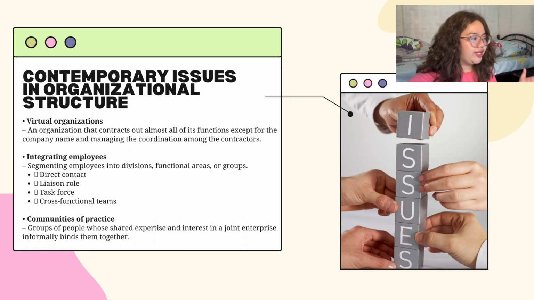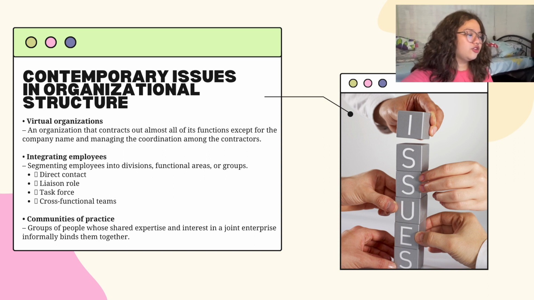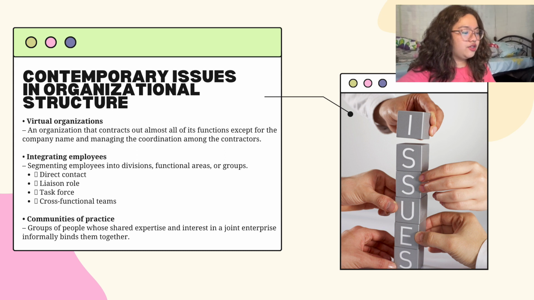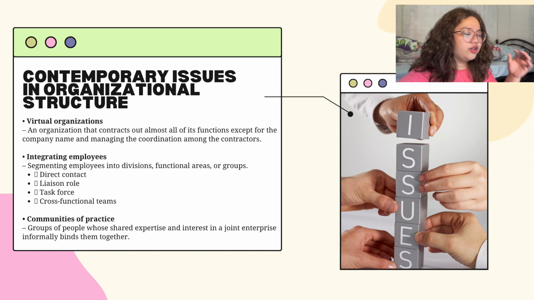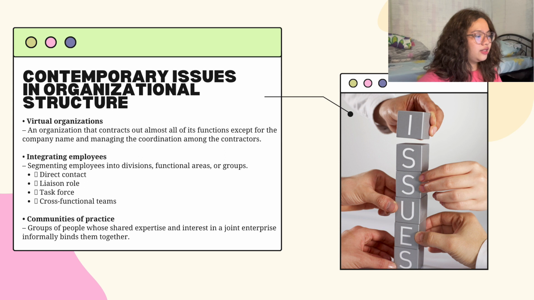Contemporary issues in organizational structure. Virtual organizations are organizations that contract out almost all of their functions except for the company name and managing the coordination among the contractors. A type of organization that operates primarily through electronic means, such as the internet, email, video conferencing, and other communication technologies. It is a network of geographically dispersed individuals and groups who work together as a team towards a common goal or project.